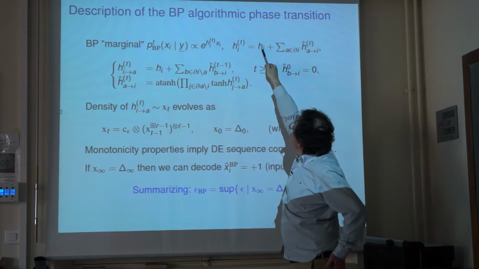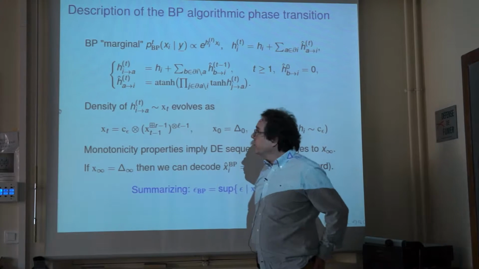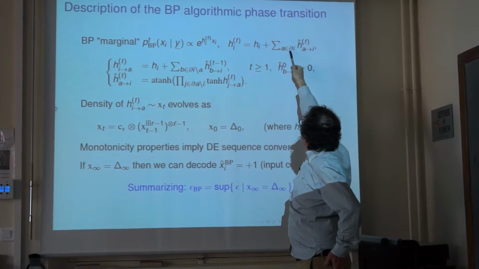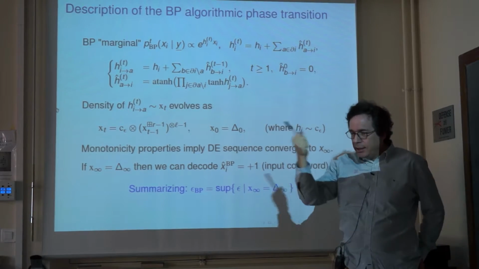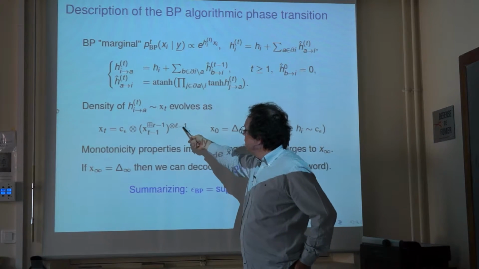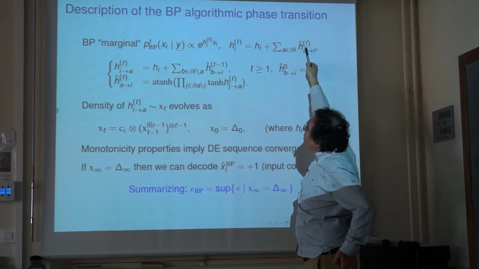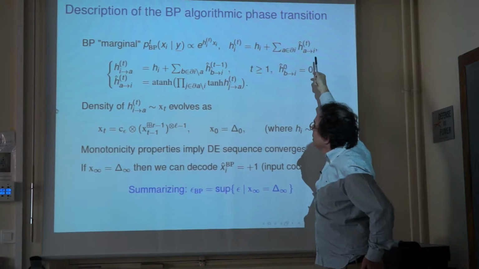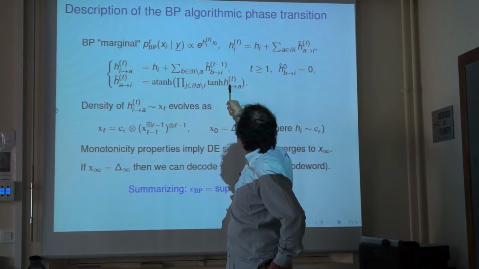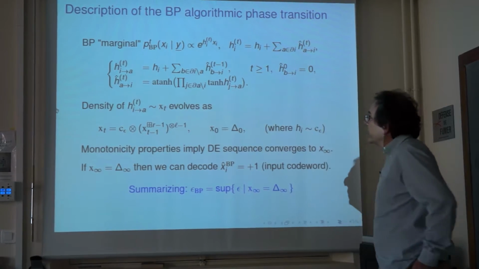Because you have a sum here of this random variable with the rest, this leads to a convolution. Here you have a sum of L minus 1 messages that enter in your variable node, so you have a convolution to the power L minus 1. And these hatted fields here, or likelihoods, they are computed from the other ones through this complicated product of tan and so on.